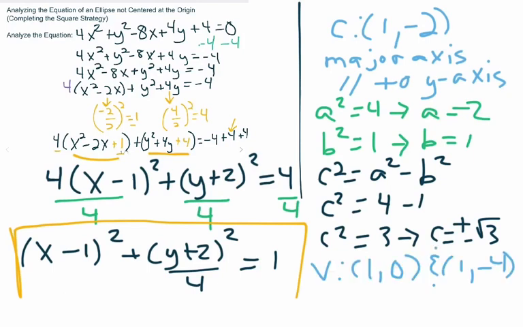Our vertices are at h, k plus or minus a, which gives us 1, 0, and 1, negative 4. Our foci are h, k plus or minus c, and that means that our foci in this case are located at 1, comma, negative 2 plus or minus the square root of 3.